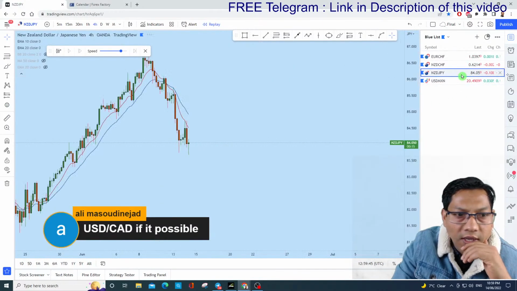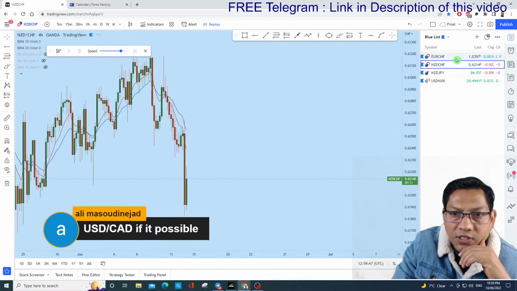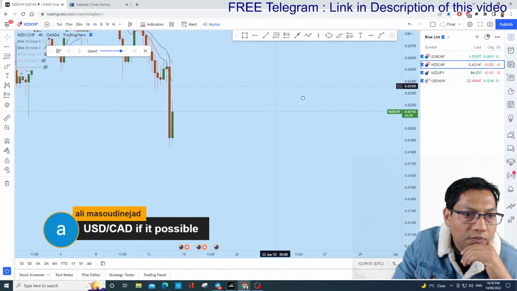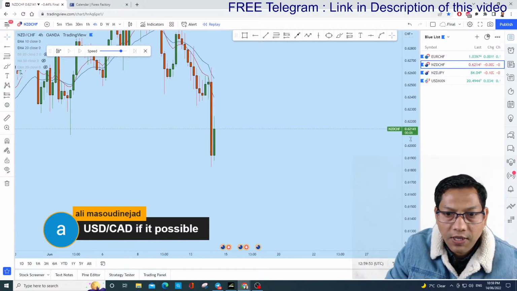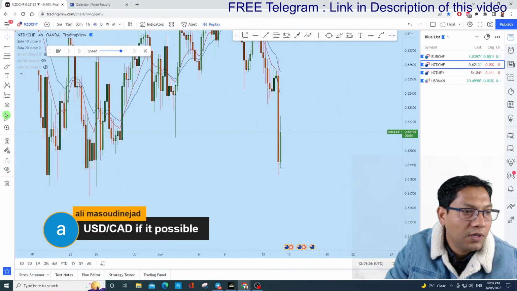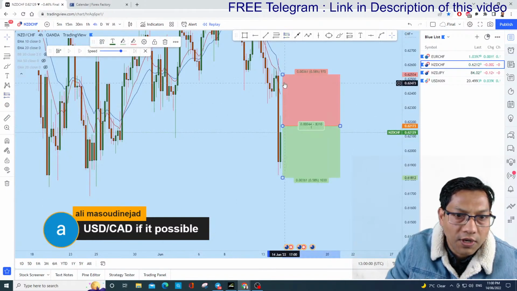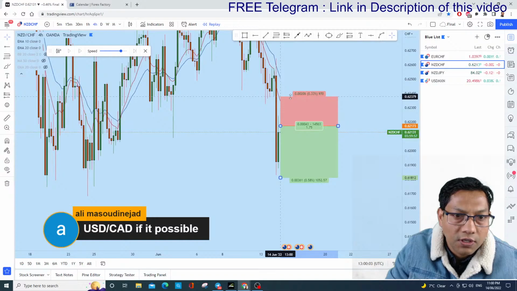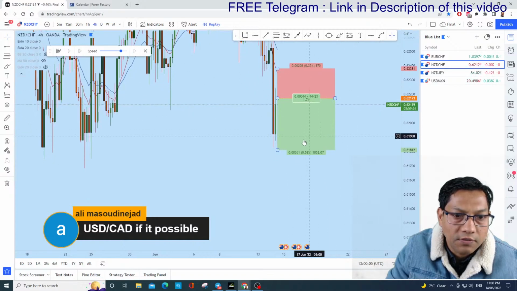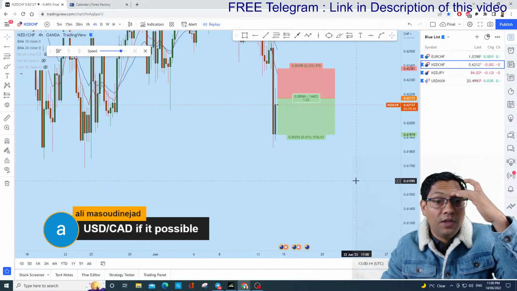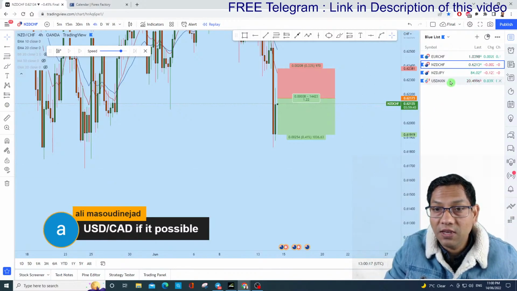NZD JPY, let me see. NZD CHF. So I would say NZD CHF, selling NZD CHF, shorting from here, stop loss here, 1 to 1.5 or 1.2. So like this, the NZD CHF and USD Mexican peso trades.